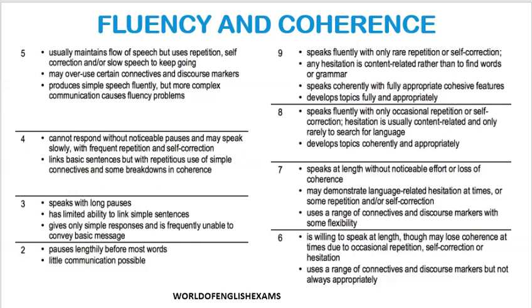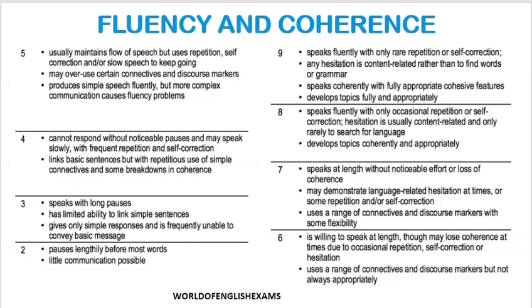And band 6 says uses a range of connectives and discourse markers but not appropriately. So this person is definitely trying for complex communication, however it is not possible because of repetitive use of connectives and discourse markers in an inappropriate way. Then band 7 says uses a range of connectives and discourse markers with some flexibility. So definitely a range of connectors is going to get you to band 8 and band 9. That's what we understand, right?